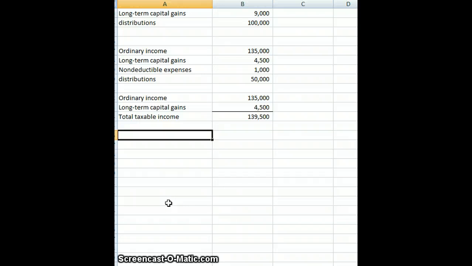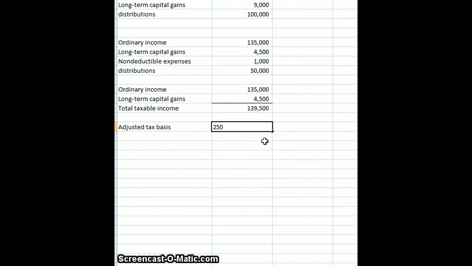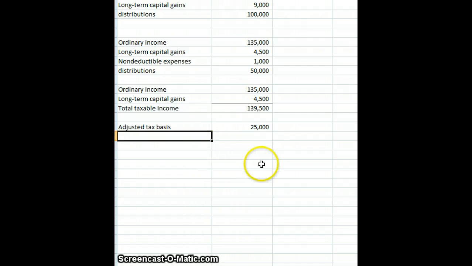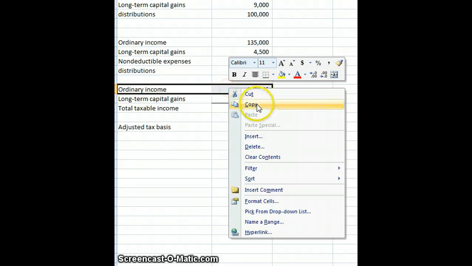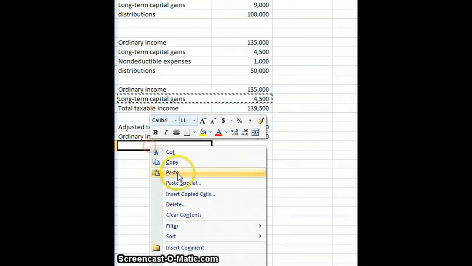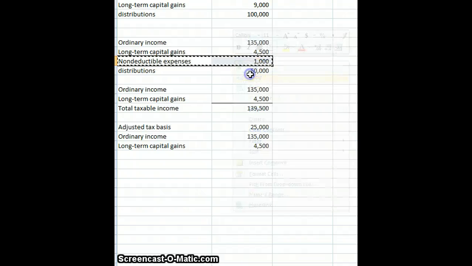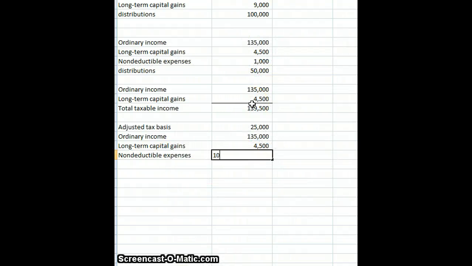In part D, we're saying that at the beginning of the year, her adjusted tax basis in her partnership was $25,000. So what changes did she have? Our ordinary income of $135,000 is going to increase her basis. Her capital gain of $4,500 is going to increase her basis. Her non-deductible expenses of $1,000 will actually reduce her basis.